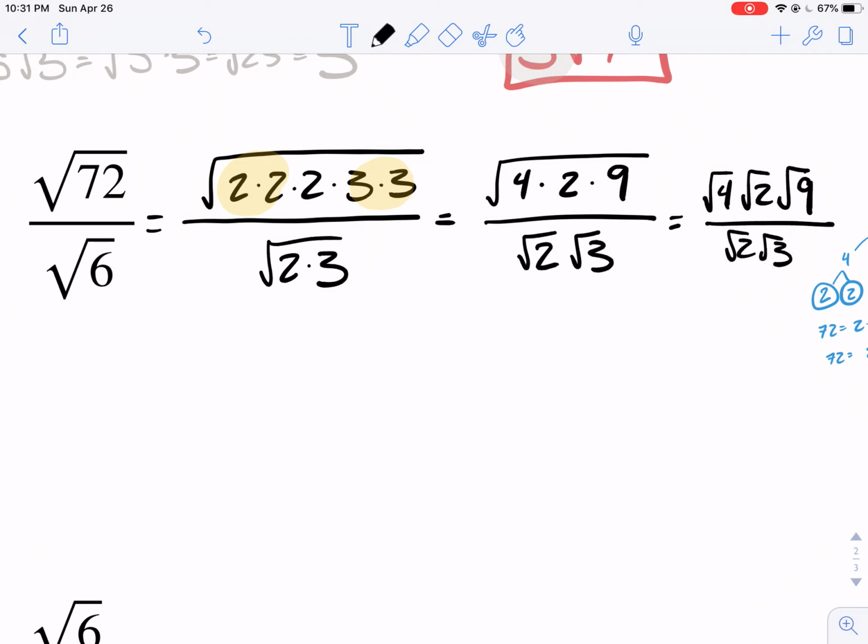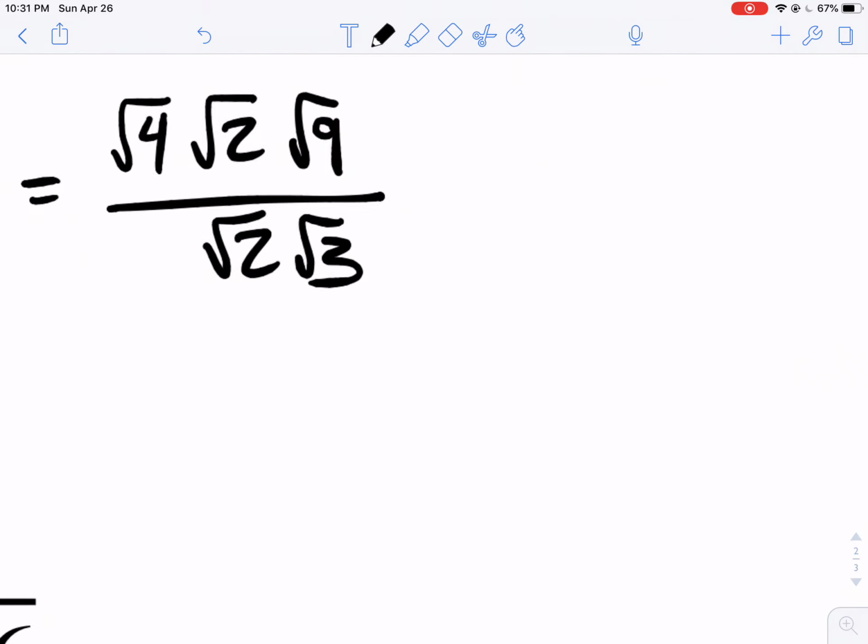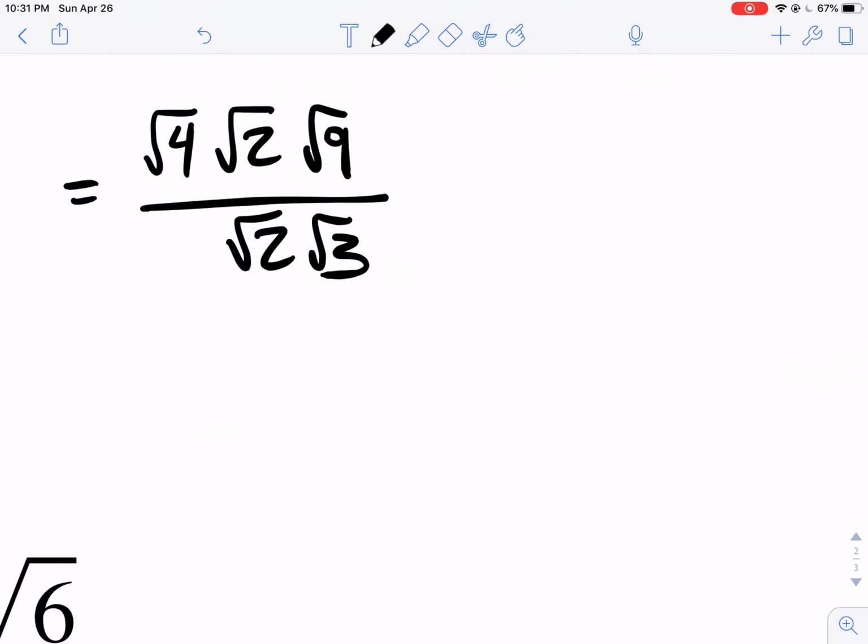Okay, now let's rewrite what we have. So we have the square root of 4 times the square root of 2 times the square root of 9 all over the square root of 2 times the square root of 3. We're almost there. When I look at this, I see that the square roots of 2 are going to cancel out. Super. And the square root of 4 is 2. The square root of 9 is 3, all over the square root of 3.